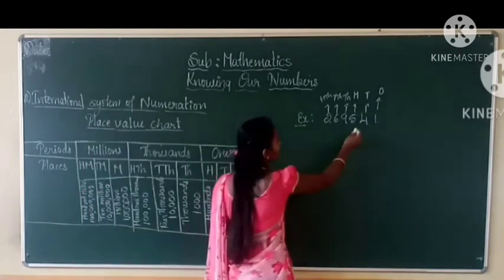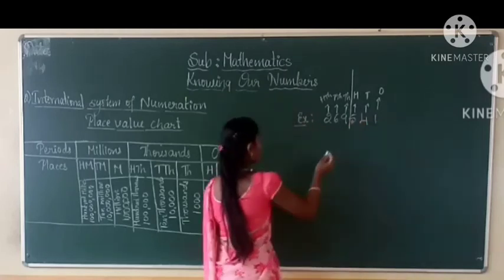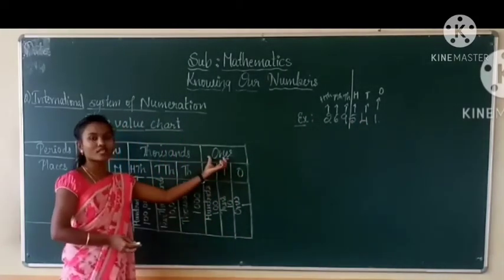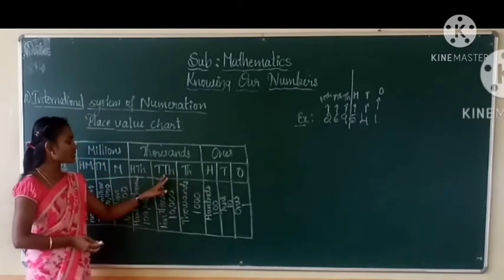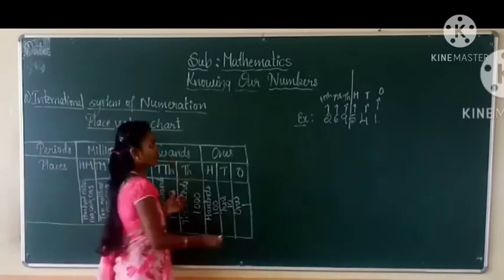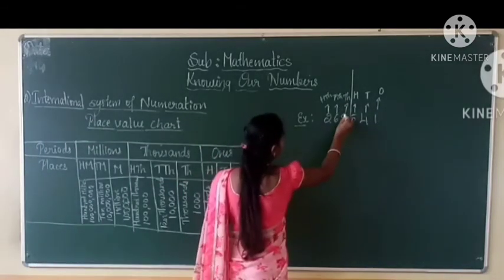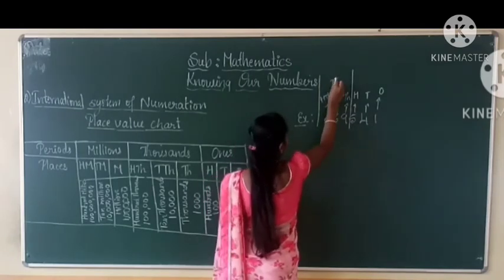Here we have taken these three places as 1's period. So 1's, 10's, 100's, these three places as 1's period, and the next three places, that is 1000, 10,000 and 100,000 places as 1000's period.